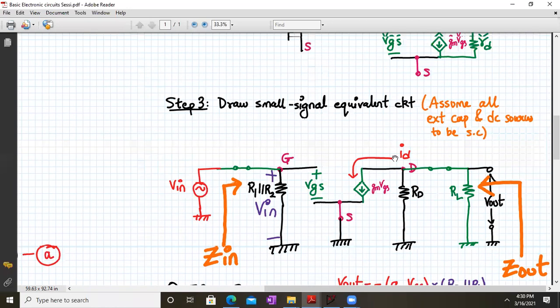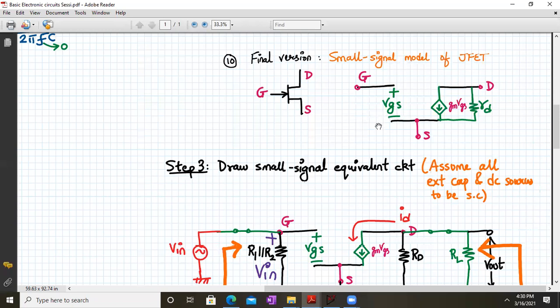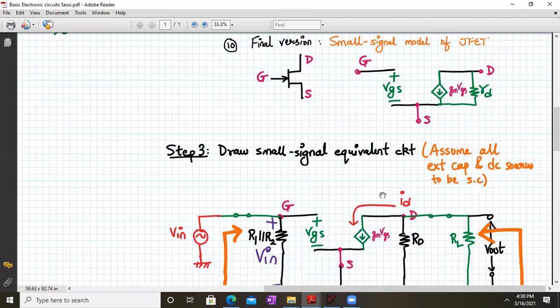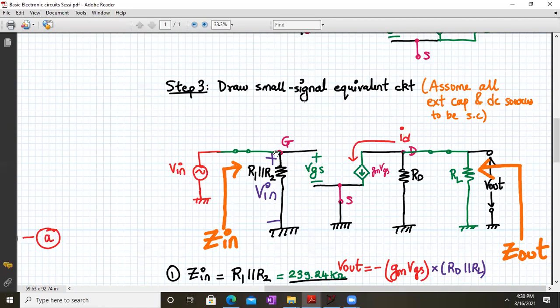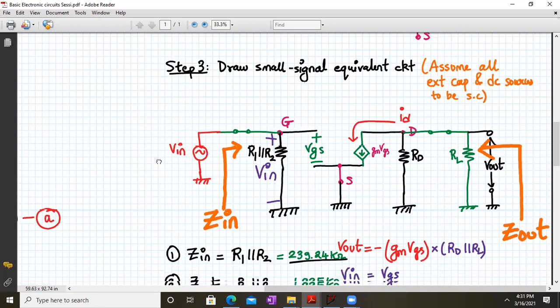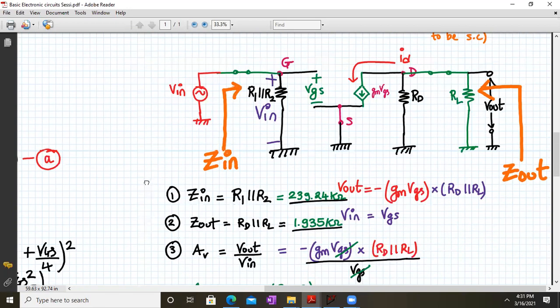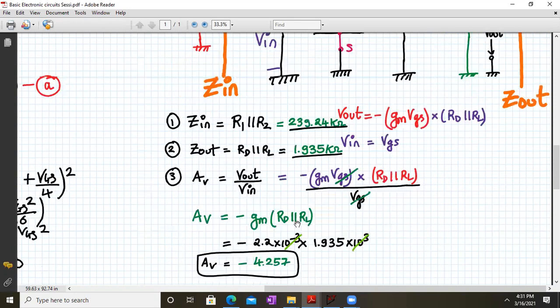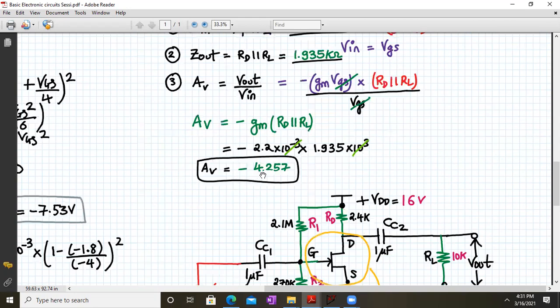First we did it for the JFET. So for the JFET, this was the small signal equivalent model. Now over here RD was infinite, so we don't connect it. Then we connected the external resistors at the gate terminal, R1 parallel to R2. Remember that in the small signal equivalent model, we assume all the external capacitors and the DC sources to be short circuited. So R1 parallel to R2, and here we had RD, RL, Vout and Vin. From here we calculated Zin, Zout, and the normal gain, which was given by the formula minus gm times RD parallel to RL. And we got the value of AV as minus 4.257.